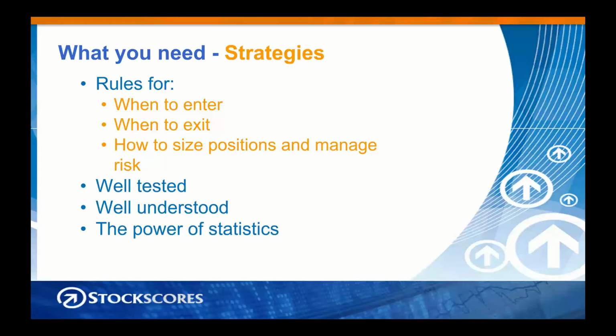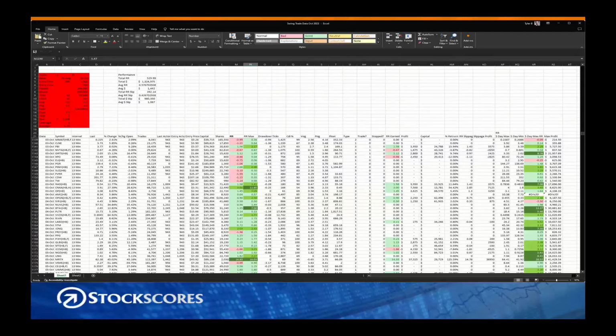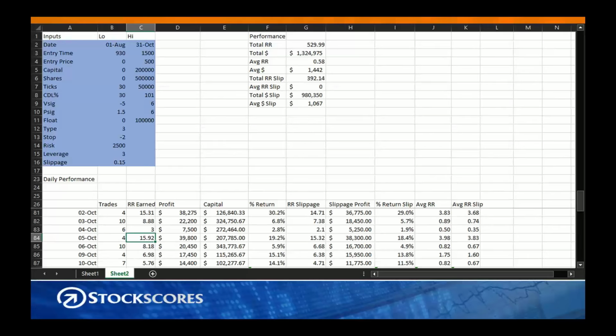And we use statistics. We don't use human opinion. We use the power of data. So this is an example of a spreadsheet that I have. It's got thousands and thousands of lines of data where I am applying my rules to assess whether a strategy is effective or not. And I can do what-if analysis. This is one of my screens where I can figure out what the RR earned for the day is. So for example, 2nd of October, 15.3 RR for that day on 4 trades.